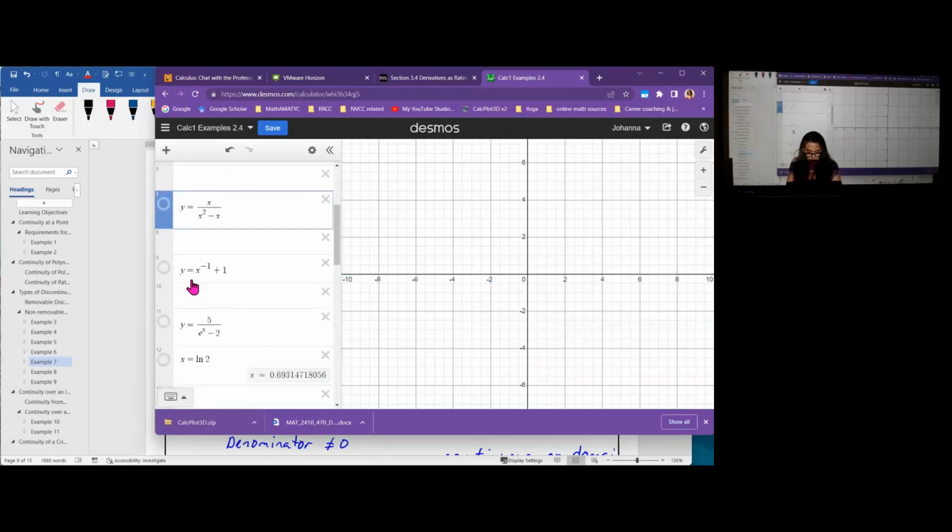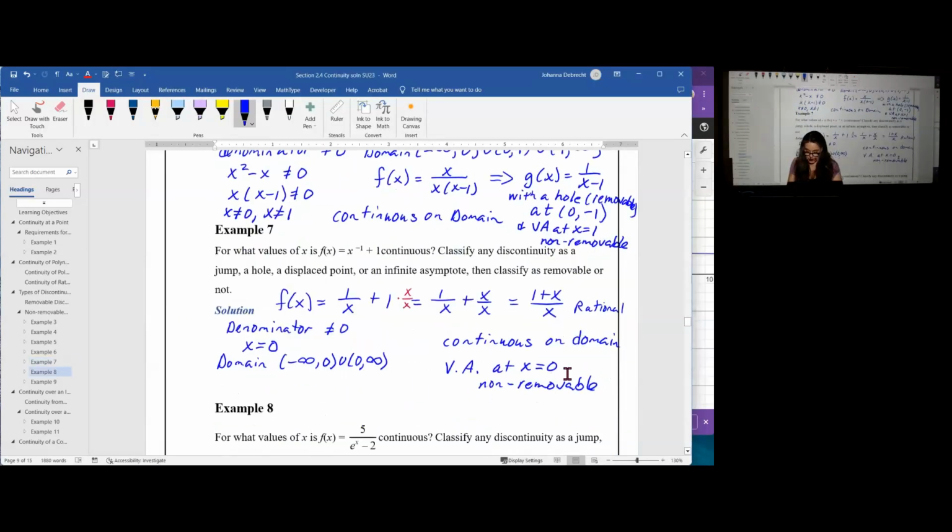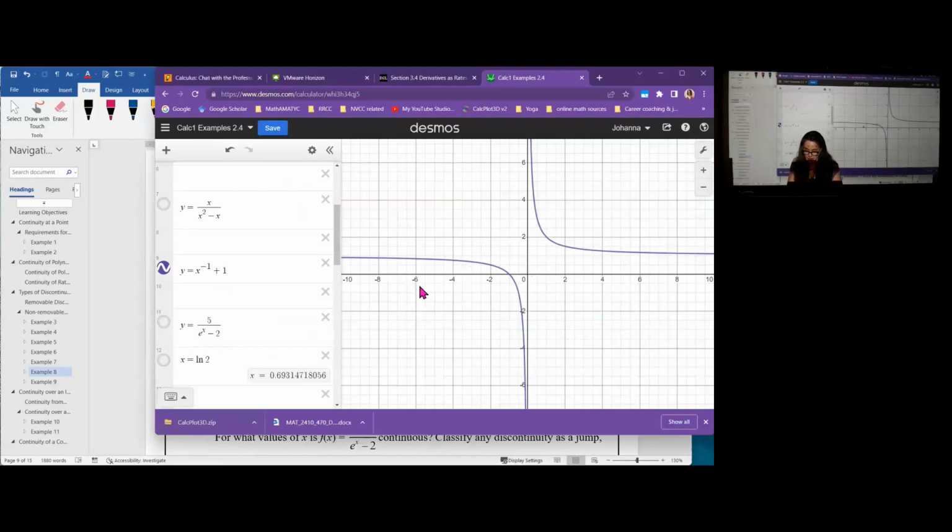The second graph we looked at was x to the negative 1 plus 1. And when we looked at the graph of x to the negative 1 plus 1, we found that there was a vertical asymptote at x equals 0, which is not removable. But it is continuous on its domain, which is going to be negative infinity to 0, union 0 to infinity. It's a lot of work to leave a number out of the domain. Here is the domain.